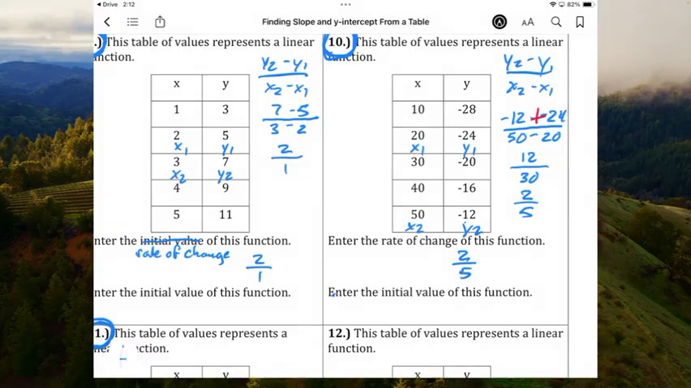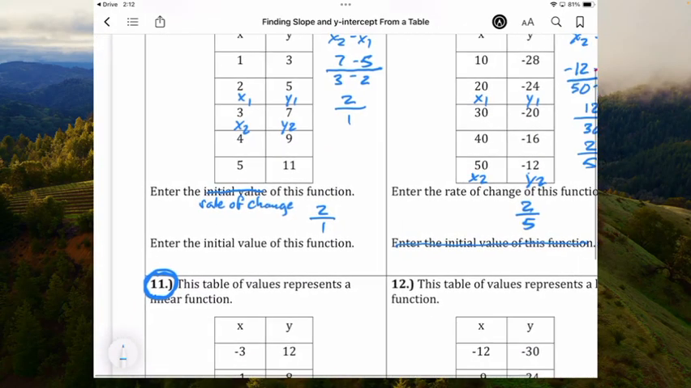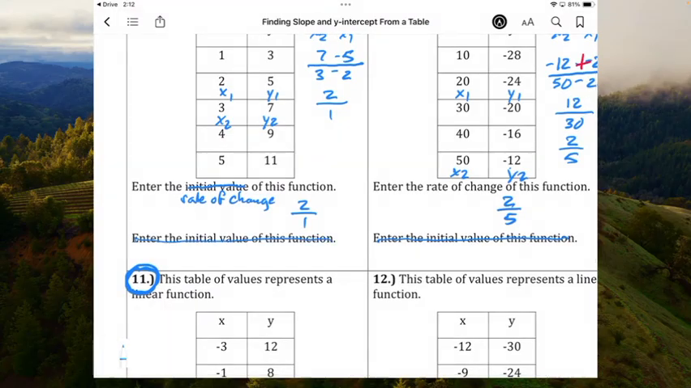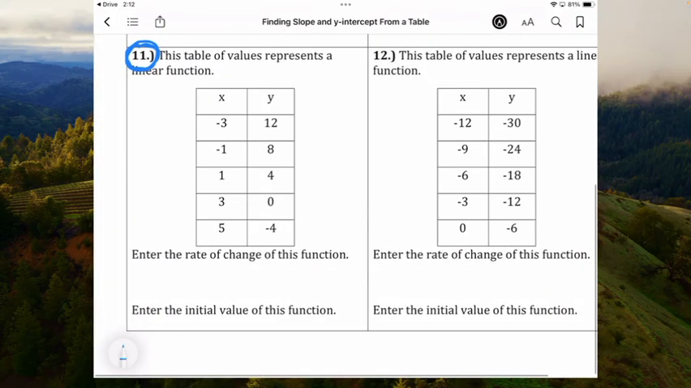Okay. No initial value, no equation. Same here, no initial value, no equation. Moving on to the next, we're going to say x1, y1. Again, you could pick any 2 points. You do not need to pick the same points as me. You should still come up with the same answer if you pick different points.